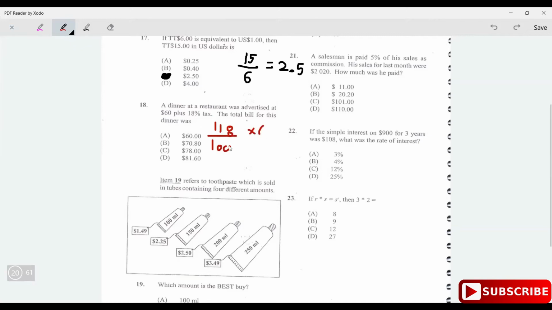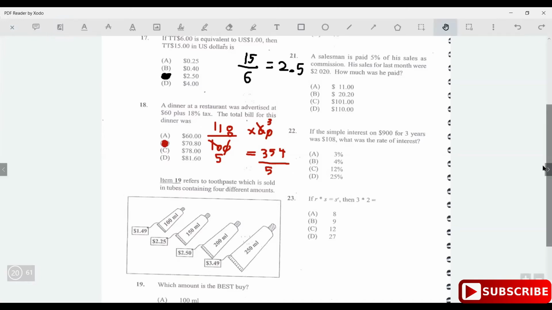And so what you're gonna get is this 0 cancels this. 2 into 6 goes 3 times. 2 into 10 goes 5 times. All right, and so now we have 118 times 3 over 5. That is going to be 354. 354 divided by 5, that is 70.80. Option B, soft.